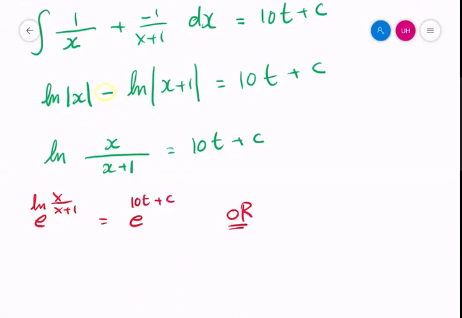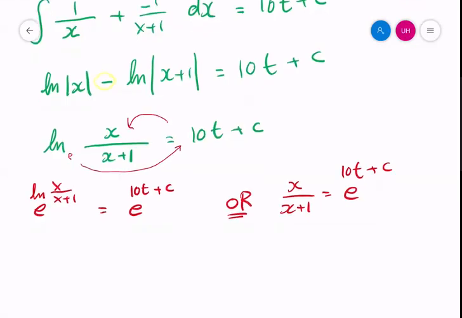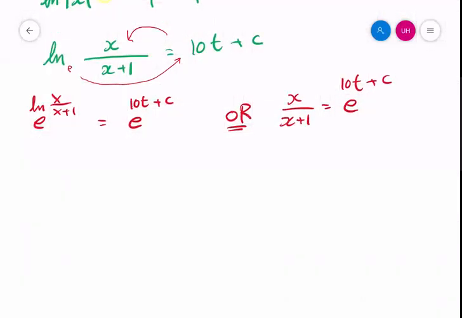Or you can write it down as, from the definition, x over x plus 1 equals e to the power 10t plus c. Both are the same, yeah? You have the same results. When I say the definition, remember the ln means the base is e, and e to the power this will give you this, okay? Right, so anyway, we have this stage here. So we'll end up with x over x plus 1 equals e to the power 10t plus c.